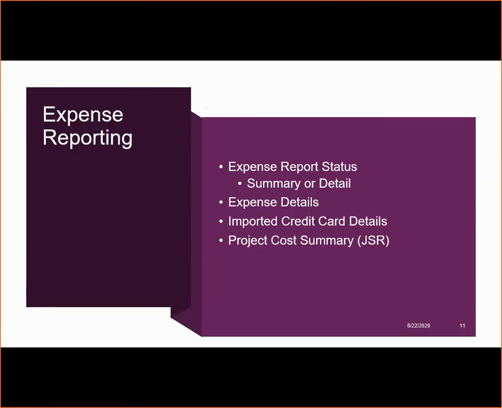We're also going to talk about reports, expense reporting. The expense report status report is a nice report. There's two options. You can run it in summary or detail, and if you run it in detail, it'll put a copy of the expense report right on the expense report status report. The expense details report shows what expenses were charged to your project. Imported card details shows what imported items were used on expense reports. And then also you'll be able to see your expense report costs on your project cost summary or JSR.